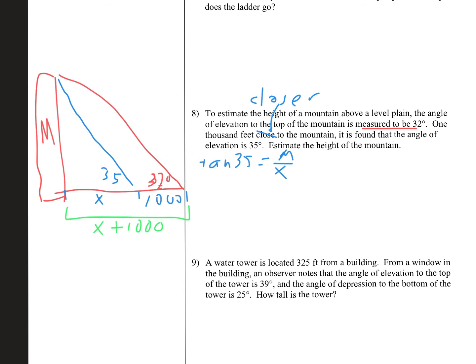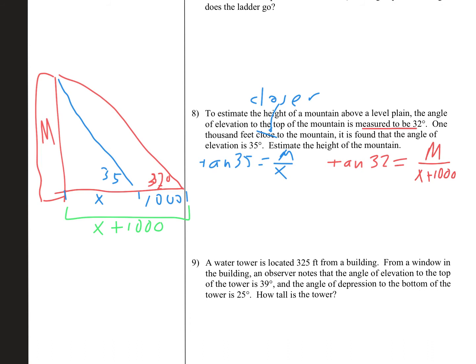Okay, so I'm going to leave that alone for right now. Not really sure what I'm going to do with it, but let me move on to the 32 degrees. So let's do tan 32 now and see what that comes out to. The opposite side is still M, and the adjacent side, if we're looking at this whole triangle, is the whole x plus 1,000. On the right triangle here, 1,000 is not even on there. So the x plus 1,000 is that whole side length, and that's going to be my adjacent side. So I'm going to go M over x plus 1,000.